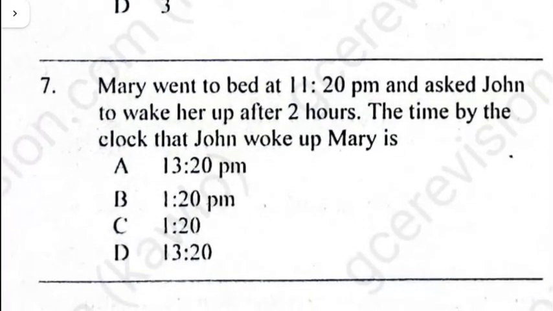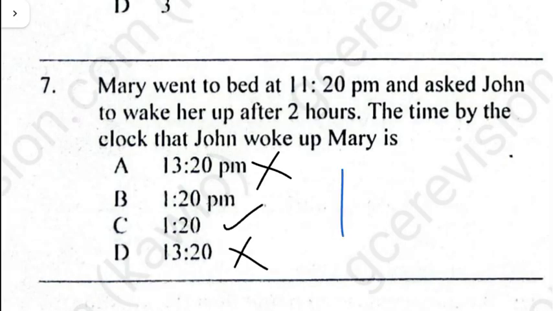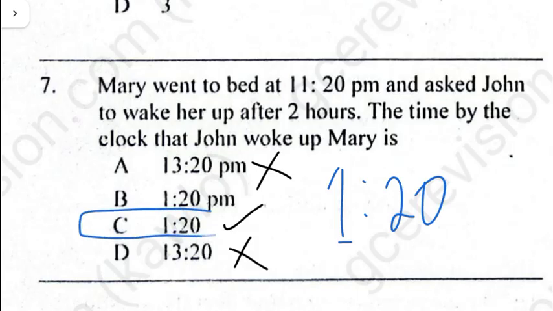Question 7. Mary went to bed at 11:20 p.m. and asked John to wake her up after 2 hours. The time by the clock that John woke up Mary is... So normally if you go to bed at 11:20 p.m. at night and you add 2 hours, so 11:20 plus 1 hour is 12:20. That 12:20 now is a.m. plus 1 hour, 1:20 a.m. So this person got up at 1:20. So not 13. This one is not correct. So the correct answer is 1:20. This 1:20 is 1:20 a.m. So our key here is C.